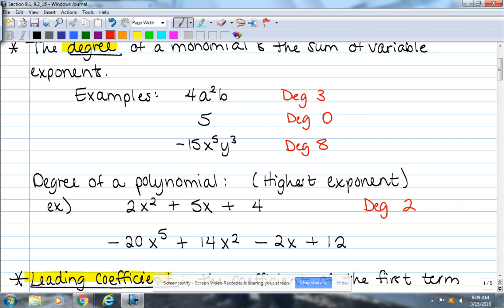And the polynomial below it has 4 terms. What's the highest exponent we see? There's an x to the 5th power, right? So it's a degree 5 polynomial. So if it's a polynomial, you take the highest exponent. If it's a monomial, you add them together.